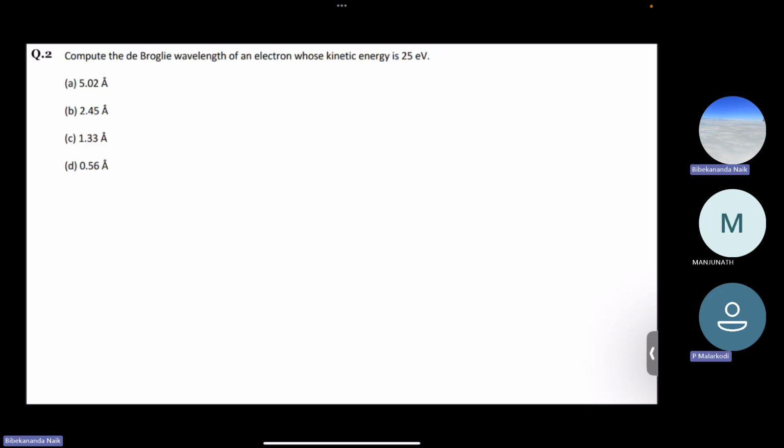We now move to question number two. Question number two says, compute the de Broglie wavelength of an electron whose kinetic energy is 25 electron volt. Options are option A 5.02 Angstrom, option B 2.45 Angstrom, option C 1.33 Angstrom, and option D 0.56 Angstrom. So, can anyone tell what will be the de Broglie wavelength? I'll give you a few minutes, so you try and tell me what will be the correct option.